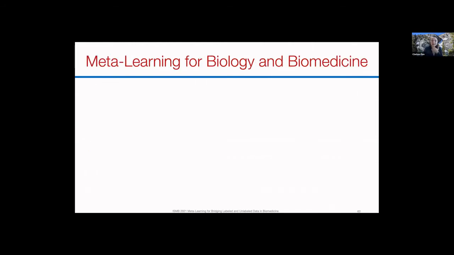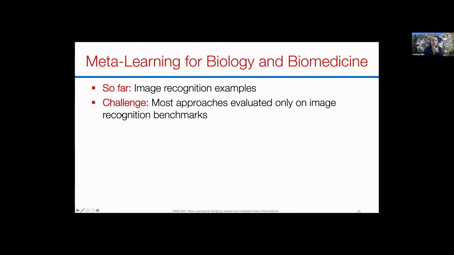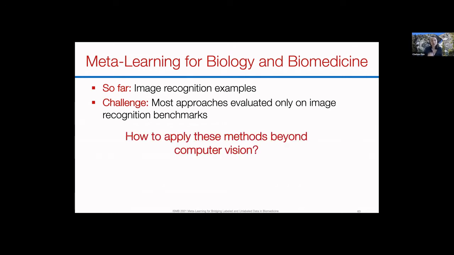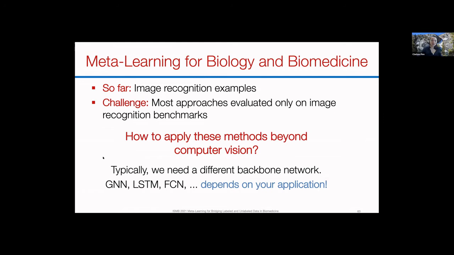And so far, we've really only talked about these image recognition examples, and a lot of approaches are only evaluated on image recognition benchmarks. And so can we apply these methods beyond computer vision problems? So first, we'll typically need a different backbone network. A lot of image classification problems use convolutional networks. And so instead, we'll need things like graph neural networks or LSTMs and so forth. And this backbone neural network is going to depend on your application and the structure of your data.